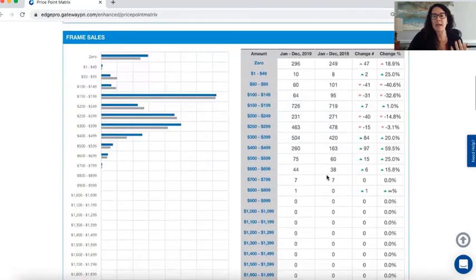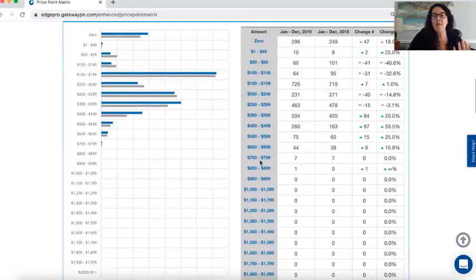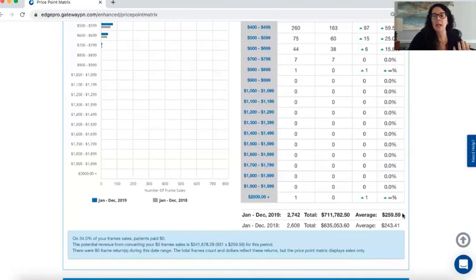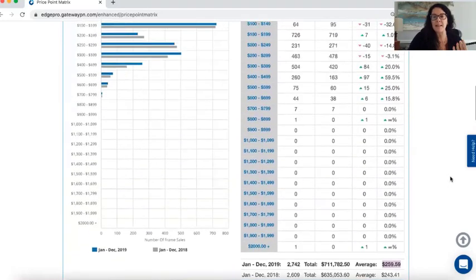If we take a look down here, we can see that this bucket of 200 to 249 is down. Our 250 to 299 bucket is also down, but the list, the usual and customary fee averages in these buckets have tremendously increased. And that's the contributing factor here in this increase in our average list price.